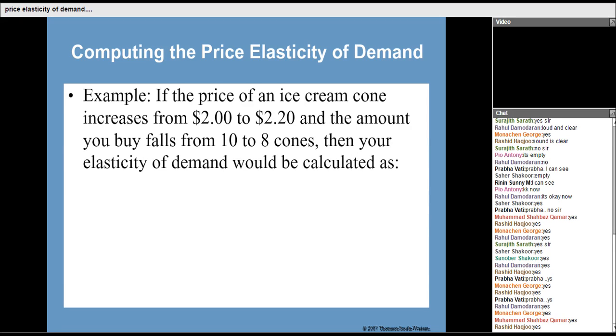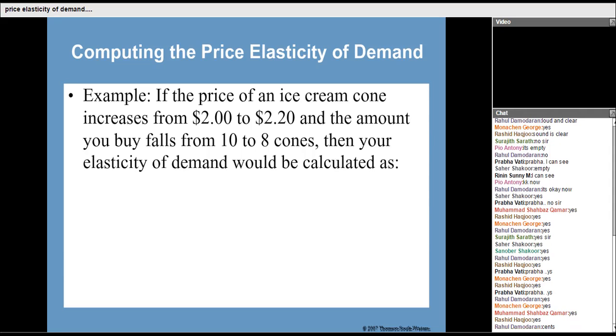Here is an example to make it more clear to you. Let's see what it says. If the price of an ice cream cone increased from $2 to $2.20, and the amount you buy falls from 10 to 8 cones.